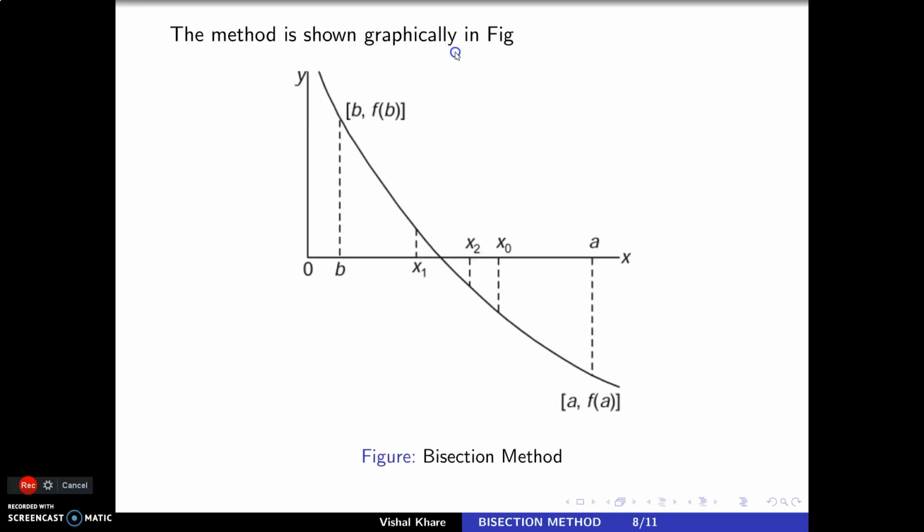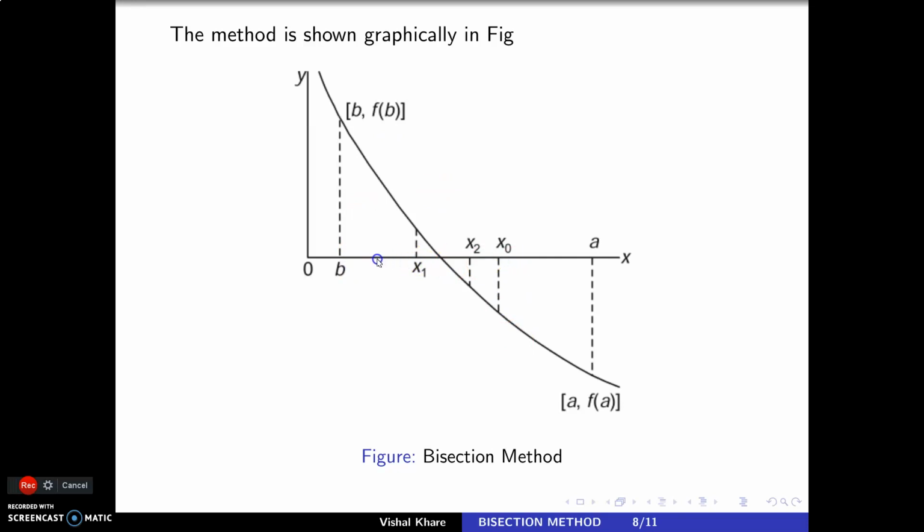The method is shown graphically here. Here the interval is a and b, and you can see f(a) is negative and f(b) is positive. So the root lies between a and b. Now x0 can be found by adding a plus b and dividing it by 2, meaning the value of x0 is equal to (a + b)/2. At this x0 the value of f(x) is negative. So now the root lies between x0 and b, because the values of the function at these points are of opposite sign.